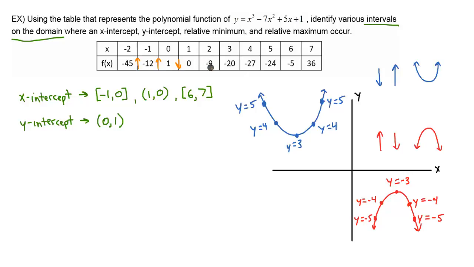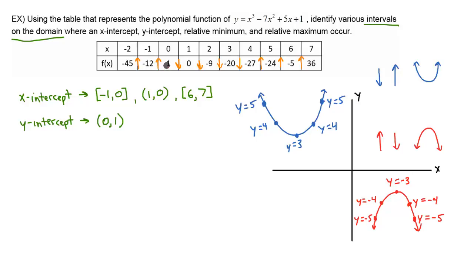So 0 down to -9, we're decreasing. From -9 to -20, decreasing. We're going down to -27 again. But from -27 to -24, we change direction and we're increasing, okay? Then from -24, we go up to -5 and then up to +36. So back to this area.